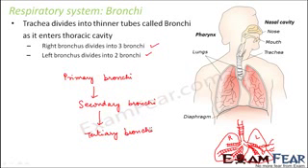Because if there is so much branching off, this will increase the effective surface area inside the lung, which will in turn help in the process of absorption. Because for absorption, the more the effective surface area, the better the absorption.